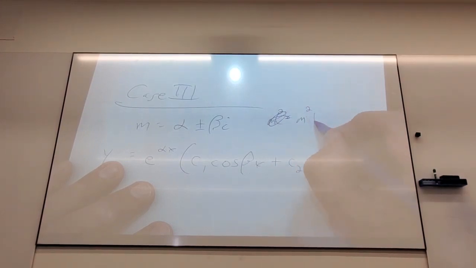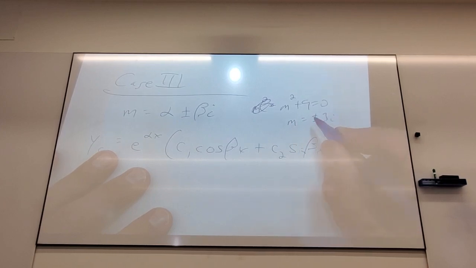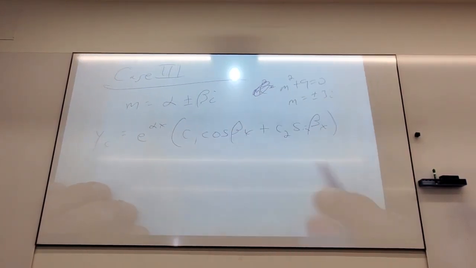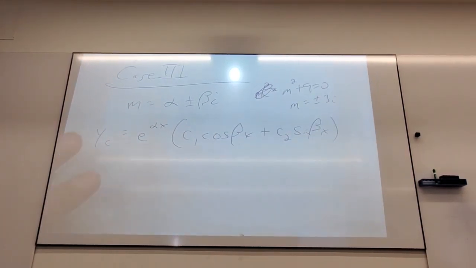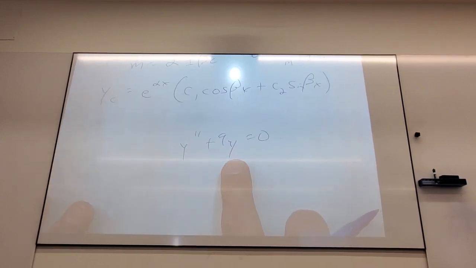Okay. So if alpha is 0, so for example, if your auxiliary equation is this, then you get m equals plus or minus 3i. So beta is 3, but alpha is 0. Well, what's e to the 0? 1. Yeah, cool. And by the way, we already know the solution to this thing.